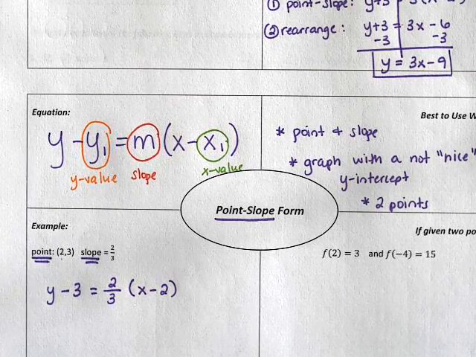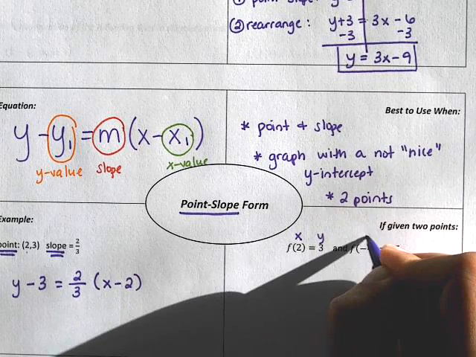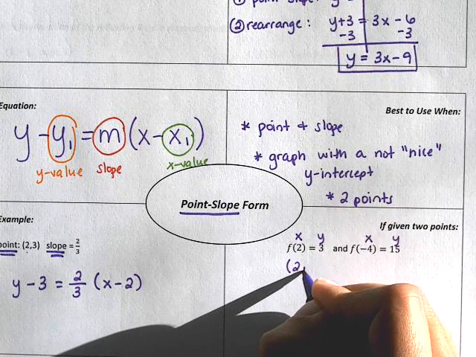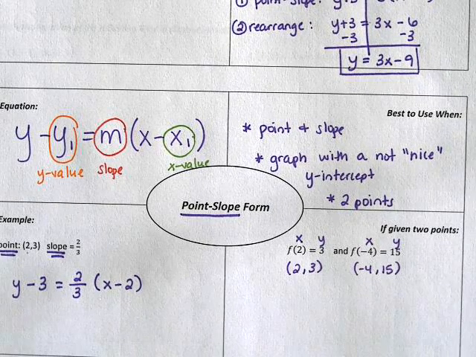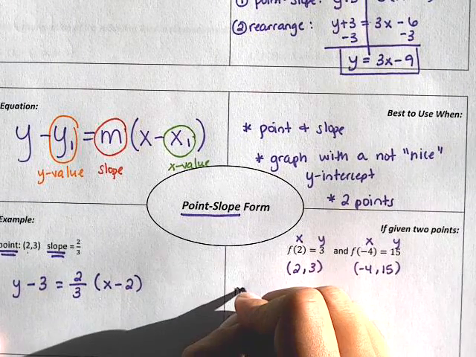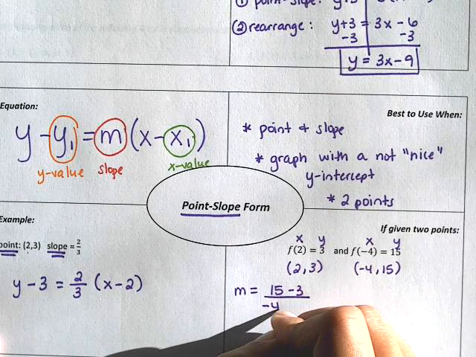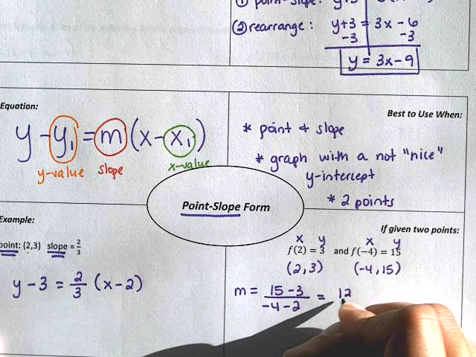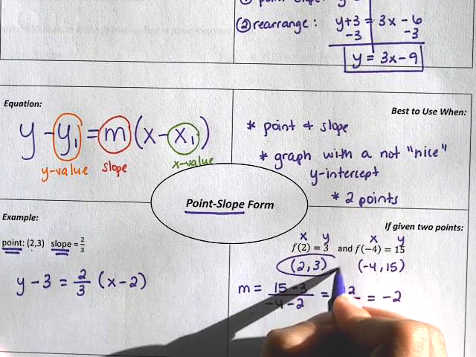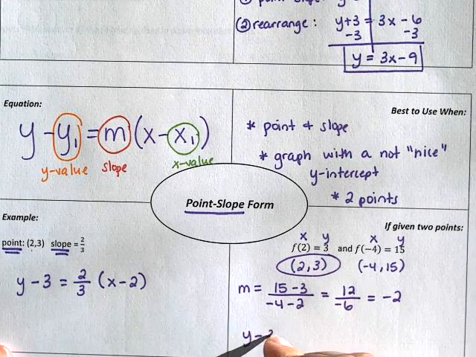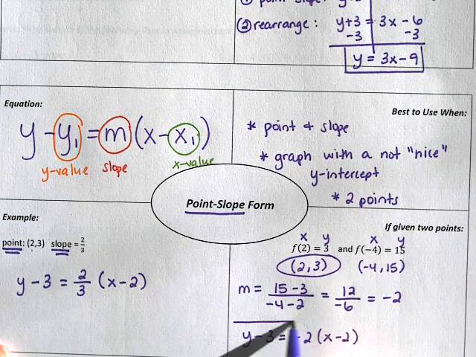Now again, if I give you 2 points, and remember, these are really just points in disguise. Here's the x, here's the y, here's the x, here's the y. If it makes you feel more comfortable, you could rewrite them as ordered pairs. I usually just don't. And we get m equals, we would find the slope first, 15 minus 3 divided by -4 minus 2 equals 12 divided by -6, which is -2. Again, I'm going to use the first ordered pair and the slope. So y minus 3 equals -2 times x minus 2, and I'm done.